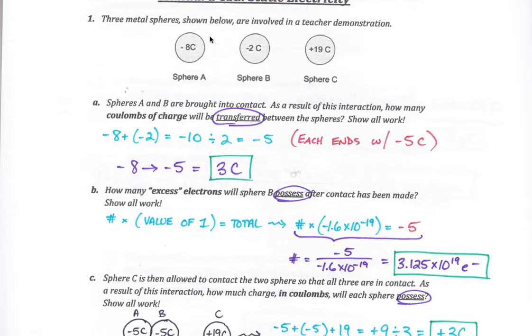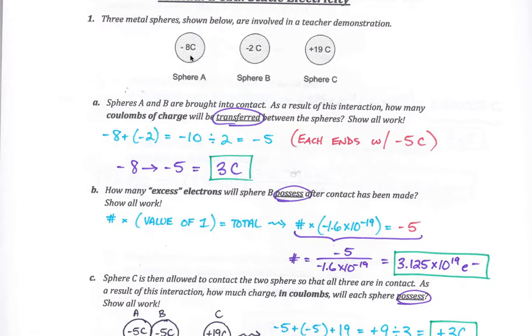So I have -8 coulombs and -2. That gives me a total of -10 between those. Divided evenly among the two objects gives me -5. So each of these spheres, when these two make contact, will end with a value of -5. That would be how many they actually possess, though. But I'm being asked how many are transferred.